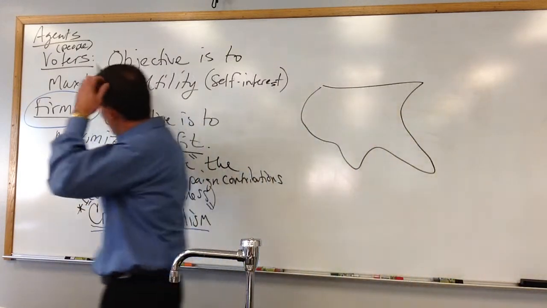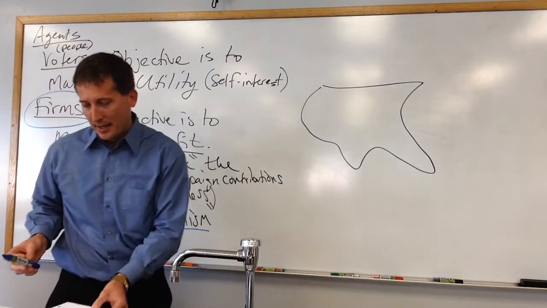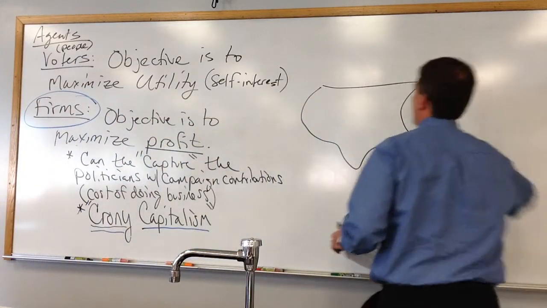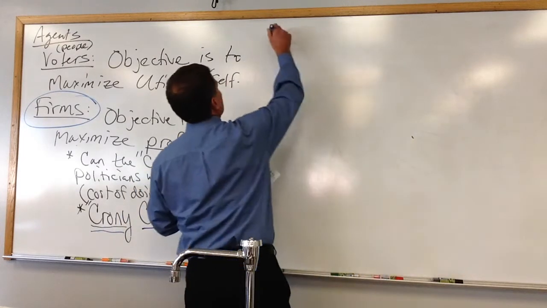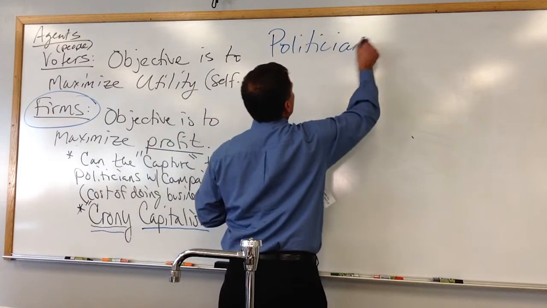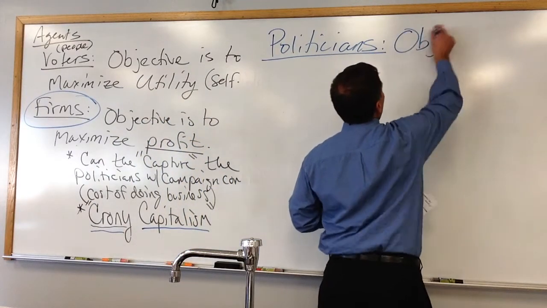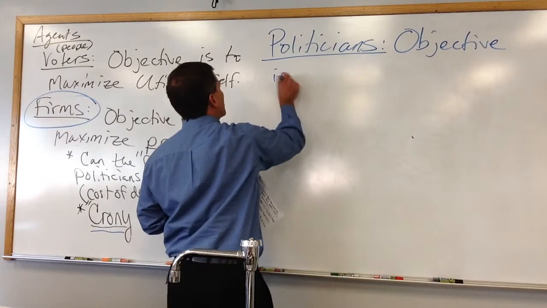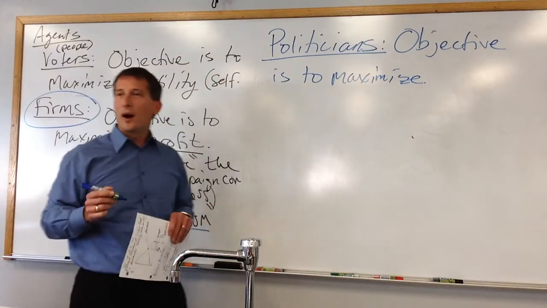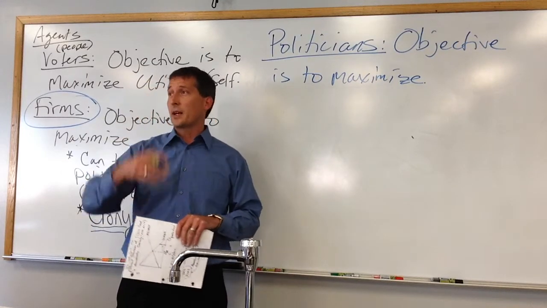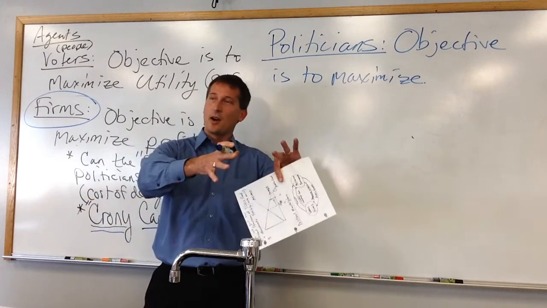All right, so that's our side of the one island here, the demanders, so to speak. On the other side, we've got a couple agents as well, and that is our politicians. Our politicians, what is their objective? Their objective is to maximize what? So politician now, we're going to separate two different groups. We're going to get to the bureaucrats and the politicians. Politicians are elected officials. We put them into the office.